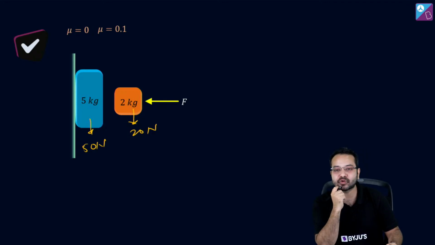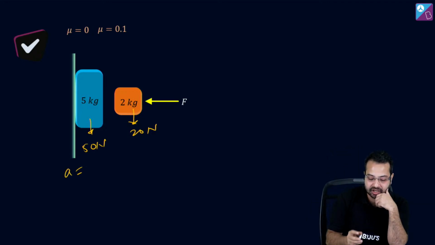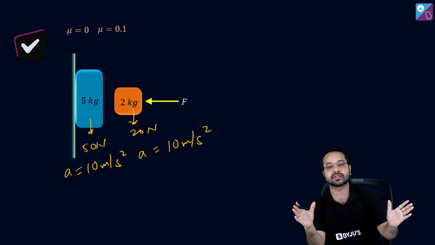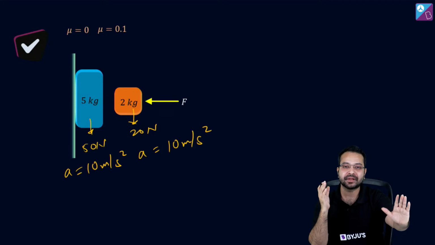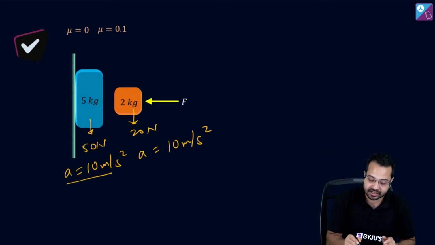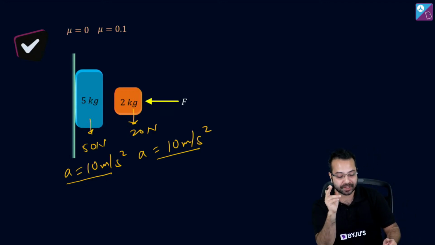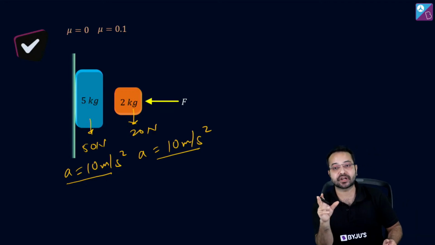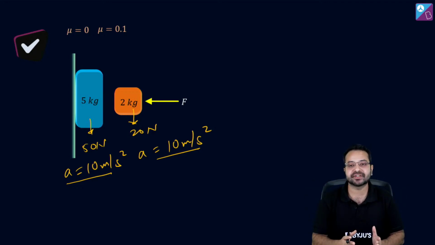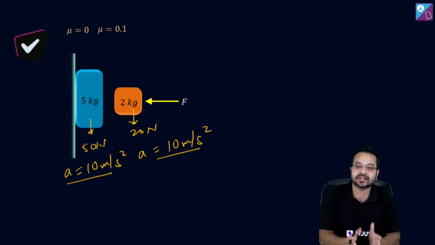What decides their relative motion? Their velocities. Okay. So in this case, the acceleration of the 5 kg block is going to be 10 meter per second square, and the acceleration of the 2 kg block is also going to be 10 meter per second square, assuming there is no friction there. So we have eliminated friction, and we want to see what is the tendency of relative motion. So both the blocks will have an acceleration of 10 meter per second square if there is no friction. And if the acceleration is the same and the initial velocity is the same, won't they have the same velocity with time?